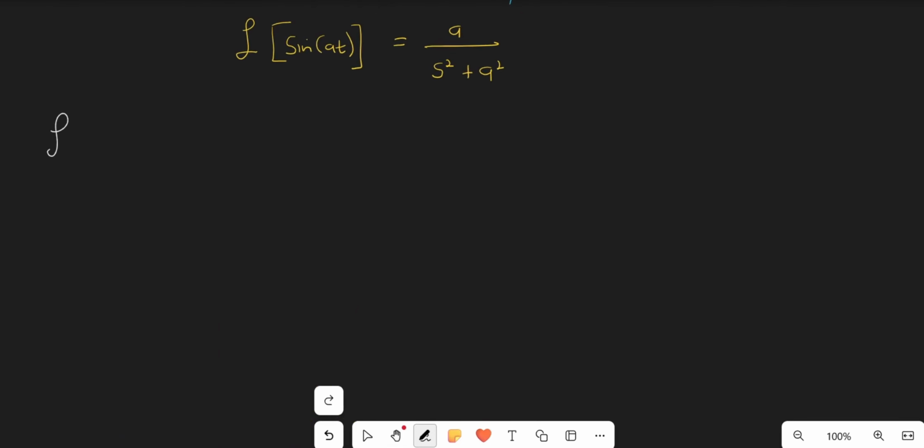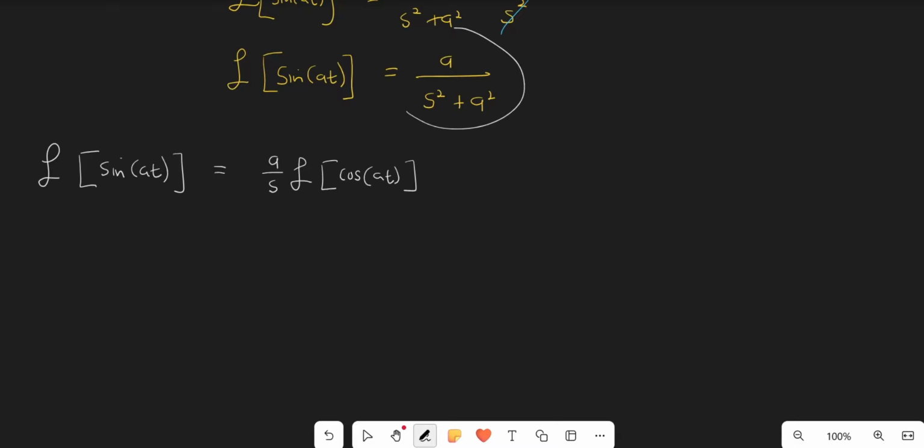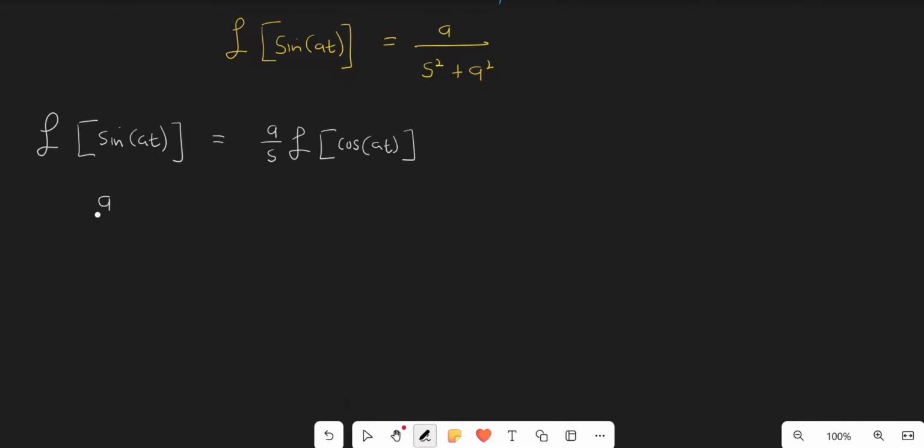So let's recall the Laplace transform of the sine of at. This is equal to a over s multiplied by the Laplace transform of the cosine of at. This is from equation star. Now we know the Laplace transform of the sine of at is this. So what we have to do is just replace this one with a all over s squared plus a squared. And when we do that, that is going to be equal to a over s multiplied by the Laplace transform of the cosine of at, like this.